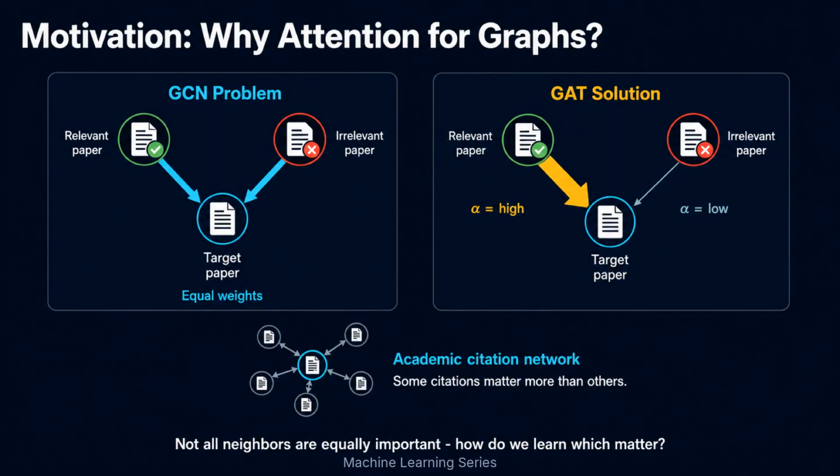Let's understand why attention matters for graphs. In GCN, all neighbors contribute equally based only on degree normalization. But is that realistic? Consider an academic citation network. A paper may cite dozens of others, yet only a handful are genuinely foundational to its contribution. GCN treats all 50 citations equally. GAT, in contrast, can learn that those foundational papers deserve more attention weight while peripheral citations get less. This adaptive weighting allows the model to focus on what matters. The key insight is that relationship importance often depends on the features involved, not just the graph structure.